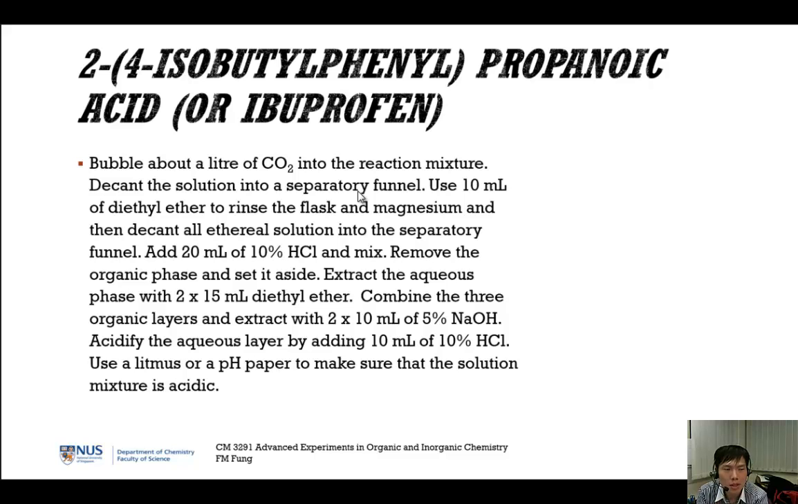Bubble it for about a minute or so, then decant the solution into a separating funnel. Use the ether again, rinse the flask, the Mg. You should have excess magnesium. Then decant all the ether solution into a separating funnel. Okay, add the acid and mix. Think about why we add HCl. Okay, I have to think.